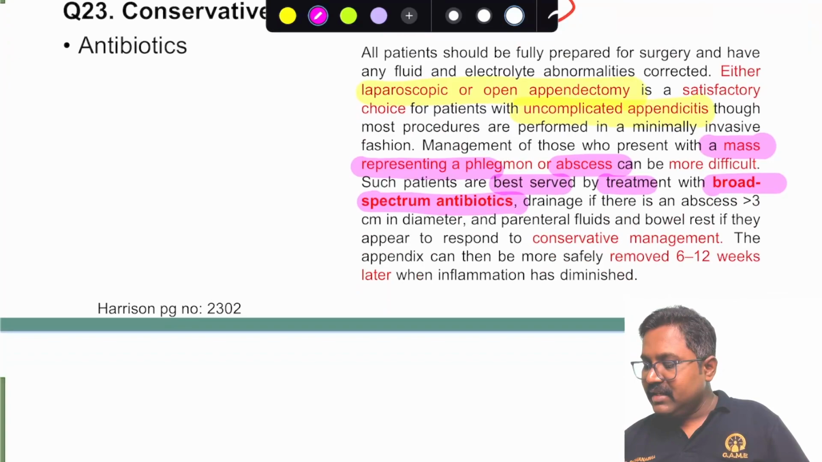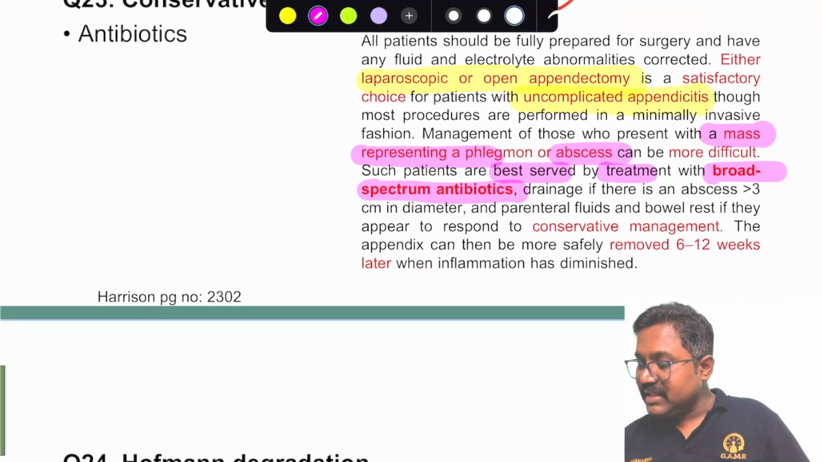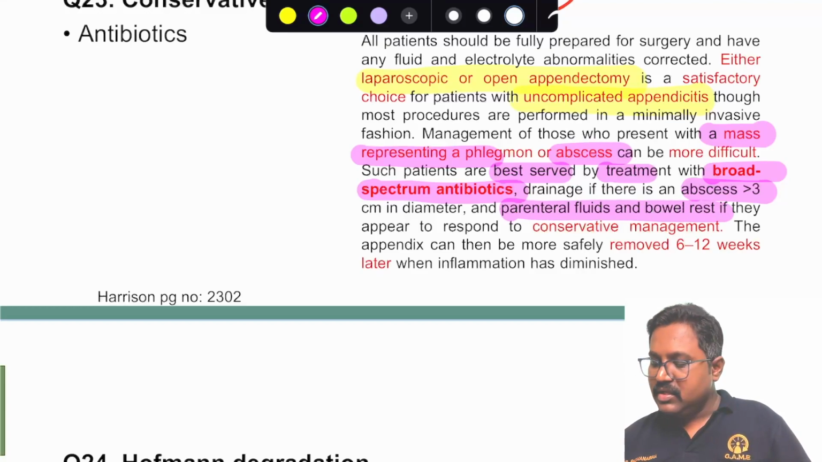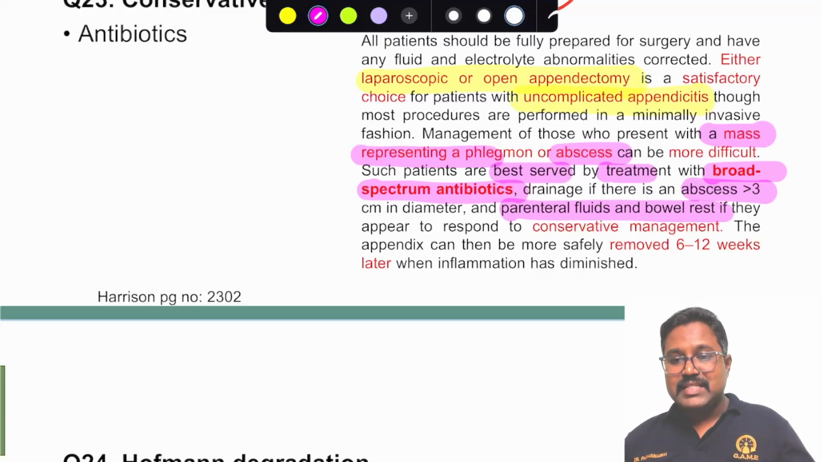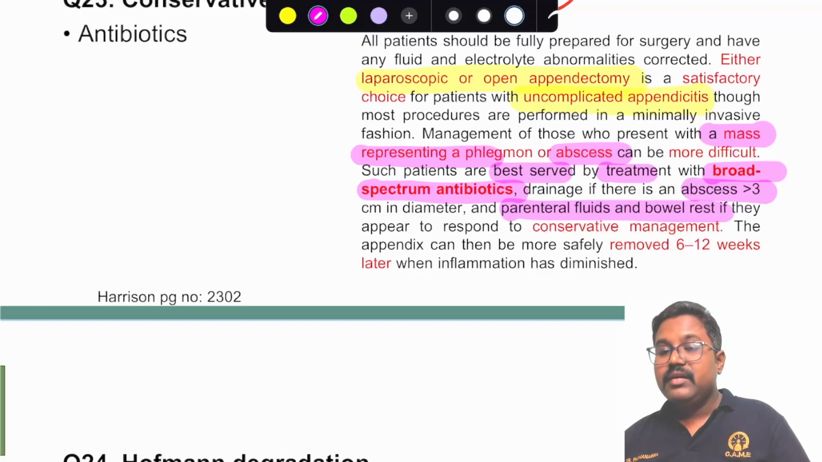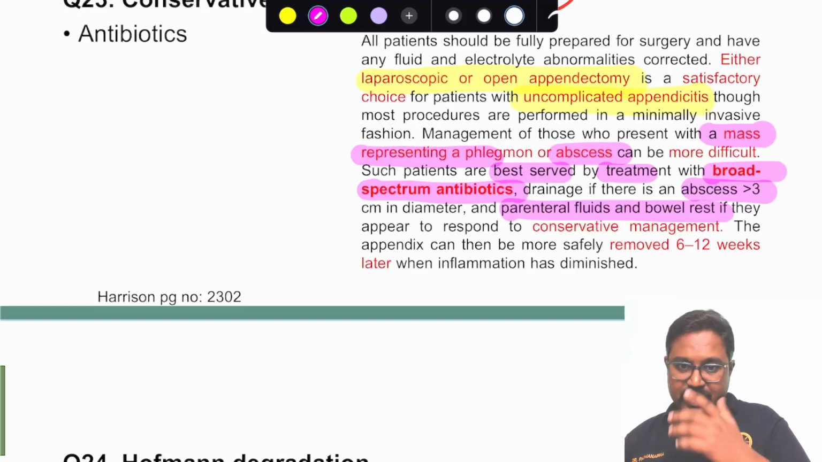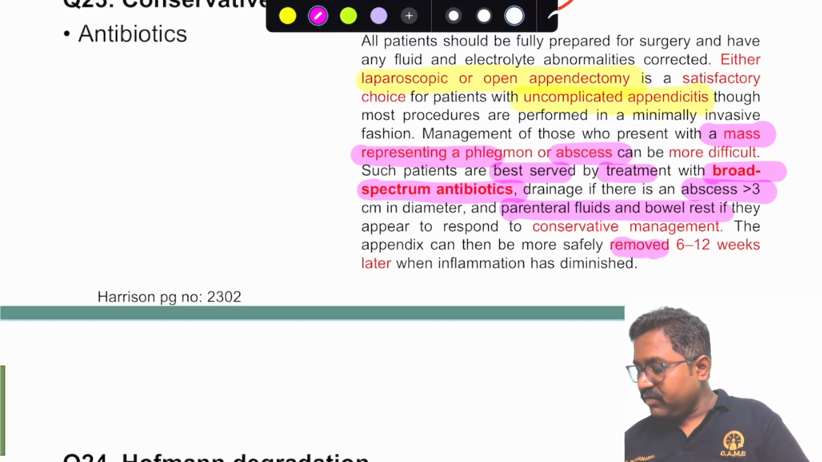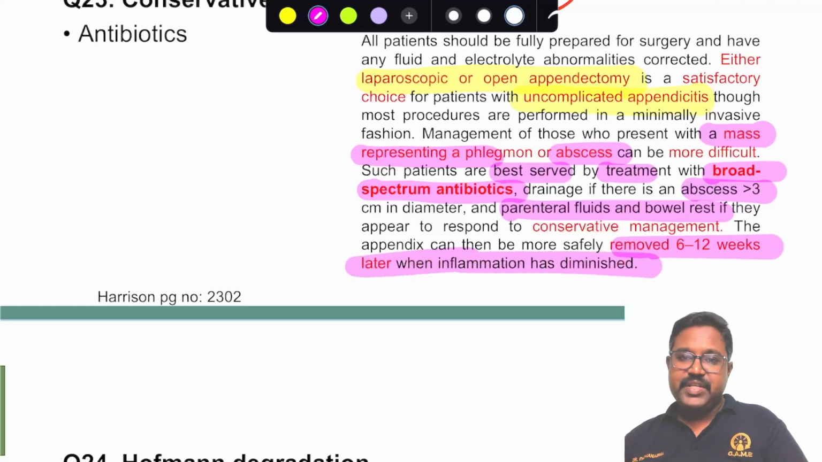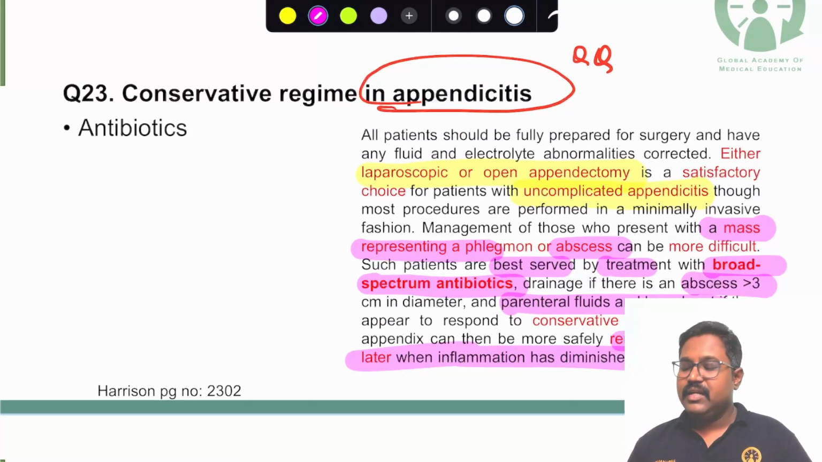And if there is an abscess of more than 3 centimeters, you need to drain it and go with parenteral fluid and bowel rest. So this will be your conservative management. Once the patient's inflammatory condition has come down, the patient can be taken for appendicectomy. The appendix can be more safely removed 6 to 8 weeks later, once the inflammation has come down. So basically, you need to reduce the inflammation. Here the answer will be broad spectrum antimicrobial agents for conservative management of appendicitis.